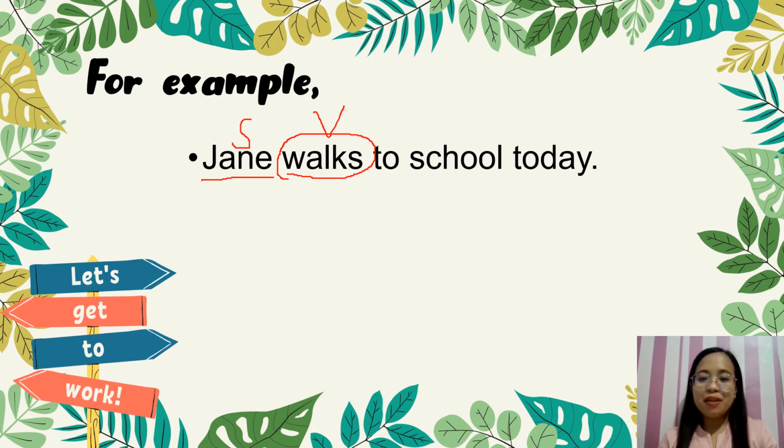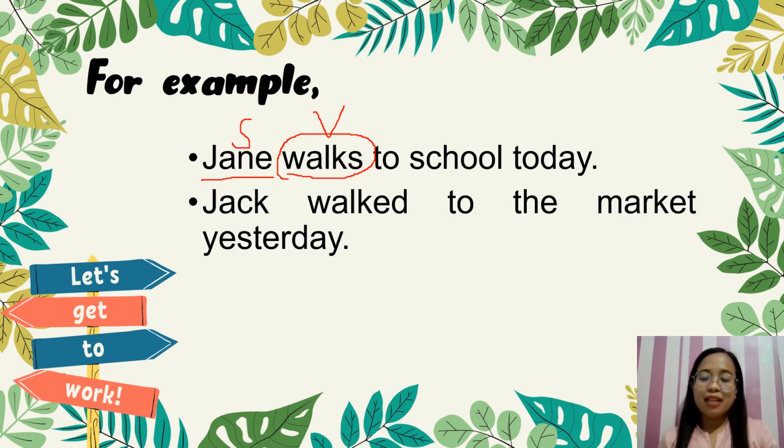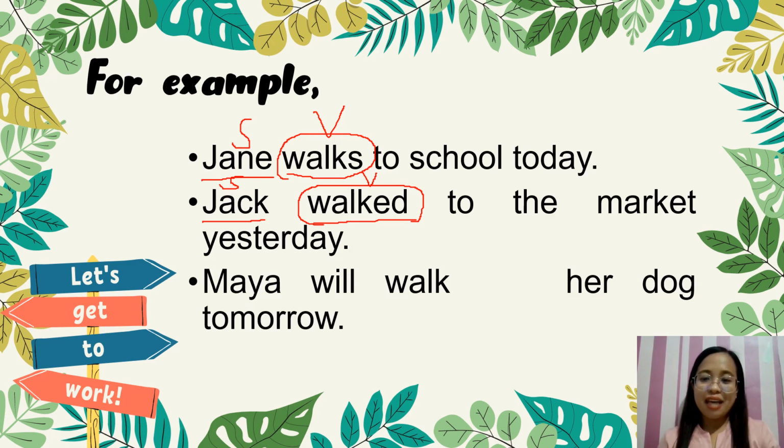Let's have another example. Let's read: Jack walked to the market yesterday. Look at the sentence. Can you locate the subject and the verb? Very good. Jack is the subject and the verb is walked. Walk meaning naglakad. That is the verb in the sentence. So this sentence is an example of a sentence in the simple past tense.